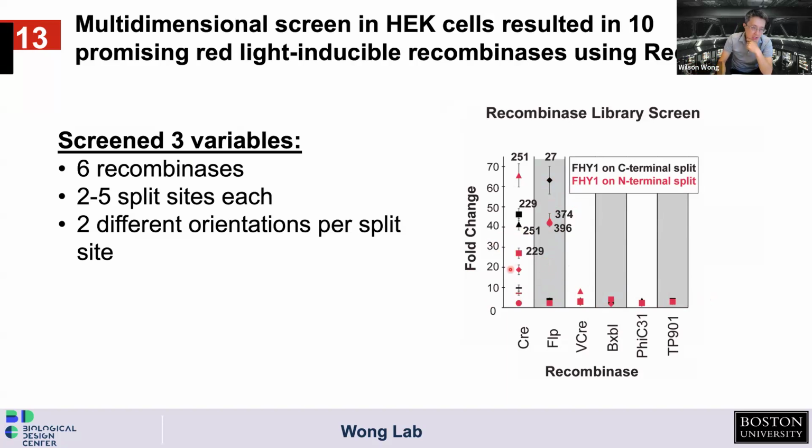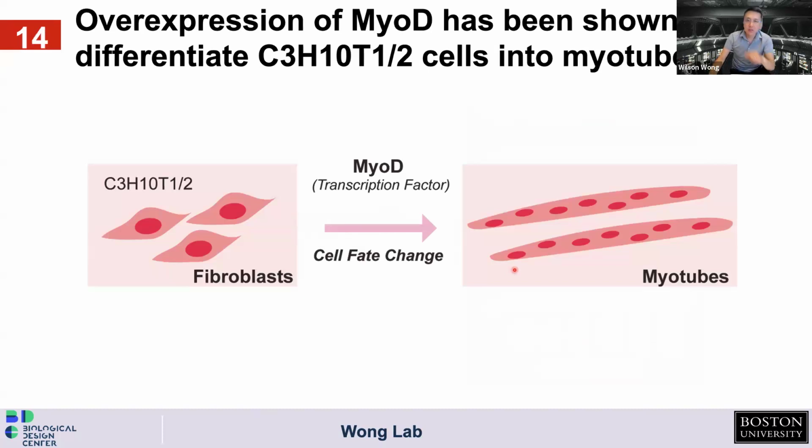So, okay, at least now we think we have, in theory, multiple multi-chromatic regulations of recombinases. One of the things we're interested in is, okay, can we use our tools to influence cell fate? So we choose this model system. This is a fibroblast, the C3H10T1/2, a clunky name. Basically, if you express a factor called MyoD, you can turn the fibroblast into a myotube. Okay, so it's pretty nice. You can see the morphology changes as well.